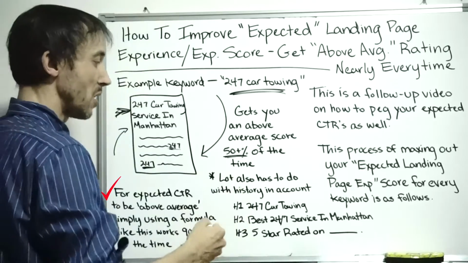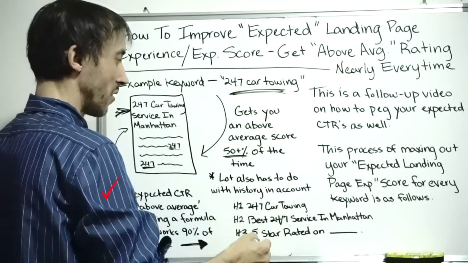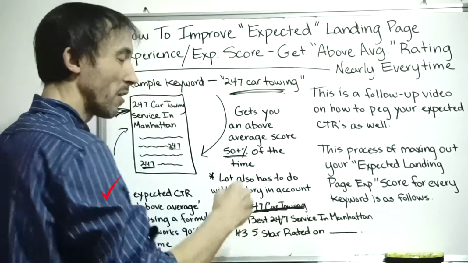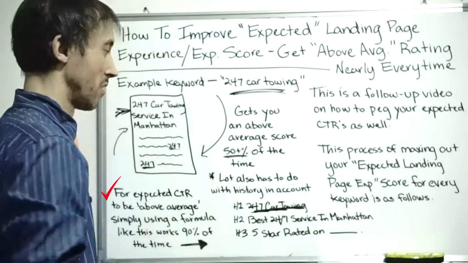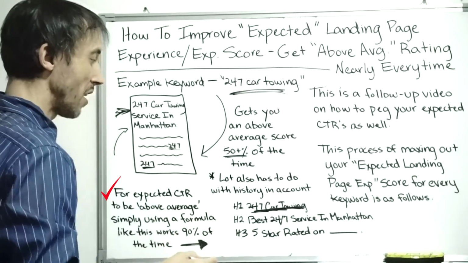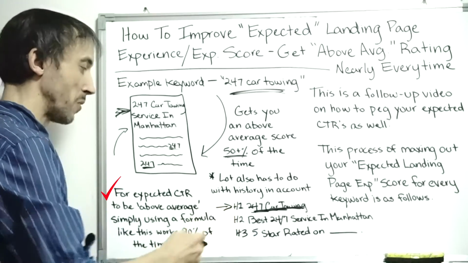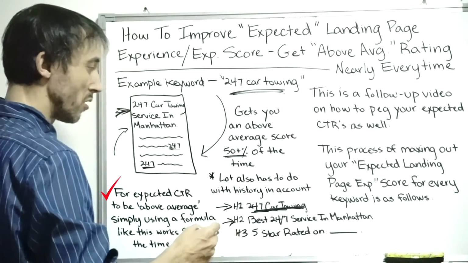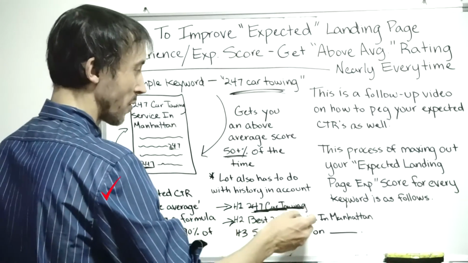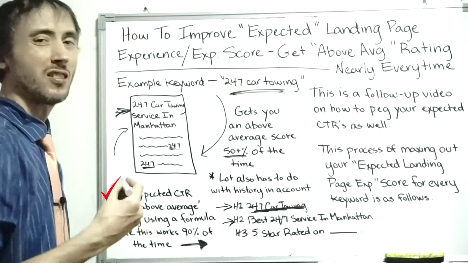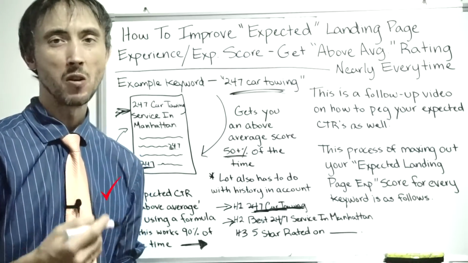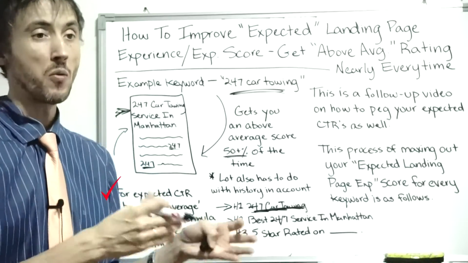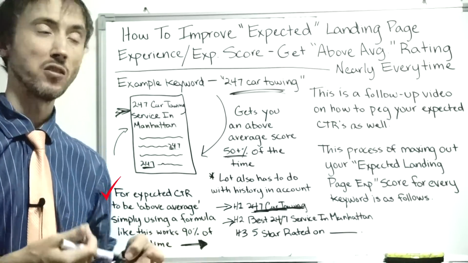So if they're using the keyword 24/7 car towing, then you use that exact phrase or a very, very close version of it in the first headline, as in the first position. Second headline, you're going to use best 24 service in Manhattan. And this is a local company, so I do it a little bit different for local companies since, like I said, everybody wants to know, do you cover my area? And so we always put that into the ad, otherwise you're not going to get as good results.